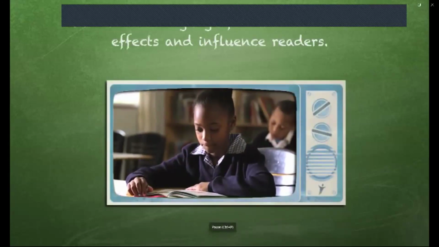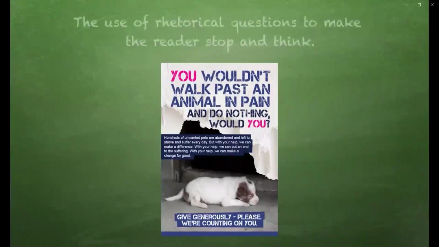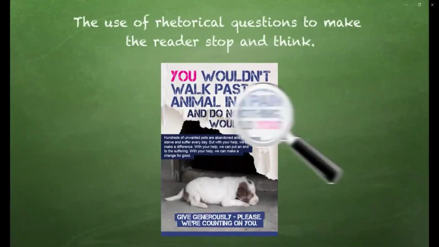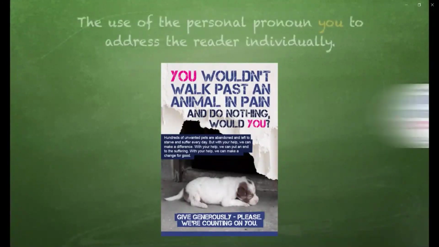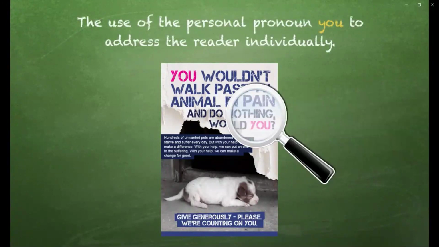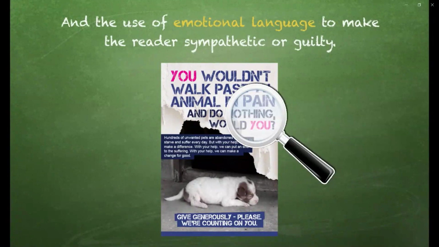Writers use language features to achieve effects and influence readers. A text from a charity trying to persuade the reader to make a donation would use persuasive language. The use of rhetorical questions to make the reader stop and think. You wouldn't walk past an animal in pain and do nothing, would you? The use of the personal pronoun you to address the reader individually. And the use of emotional language to make the reader sympathetic or guilty.